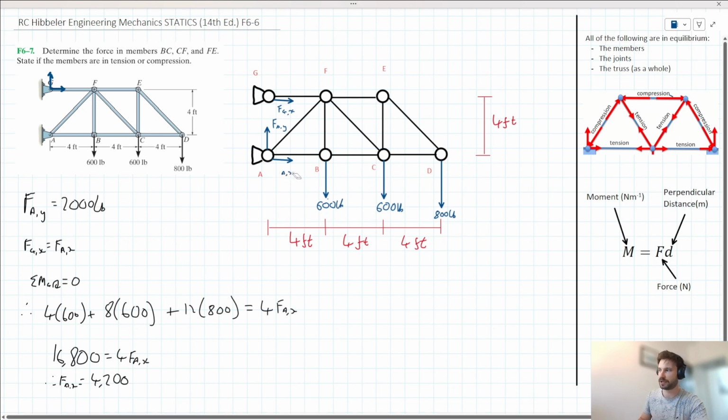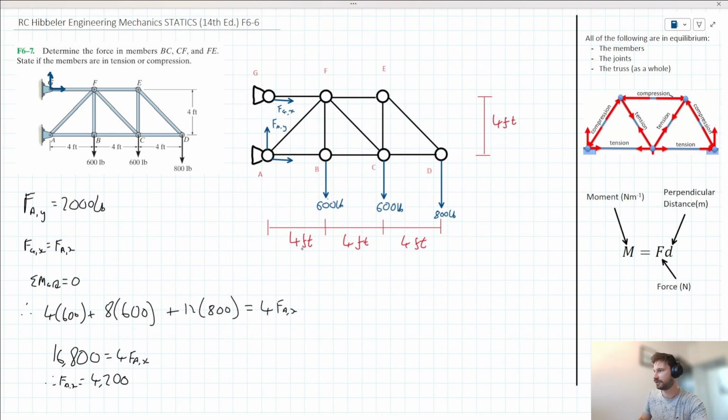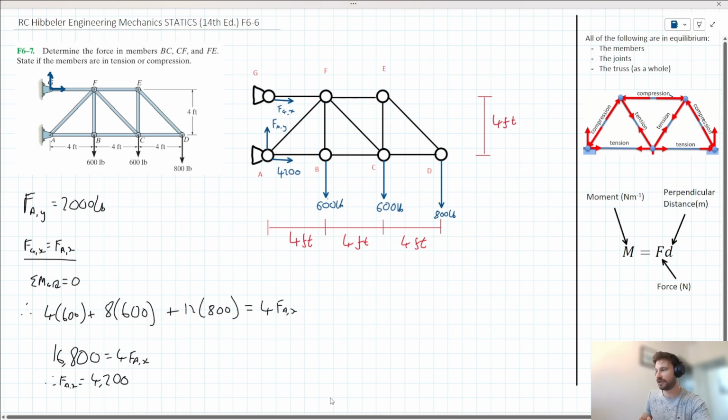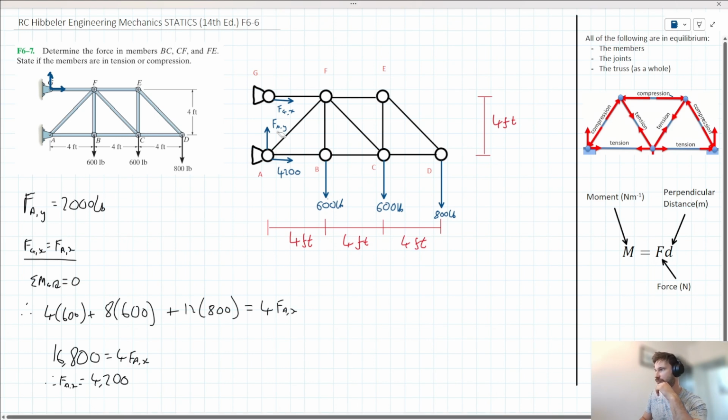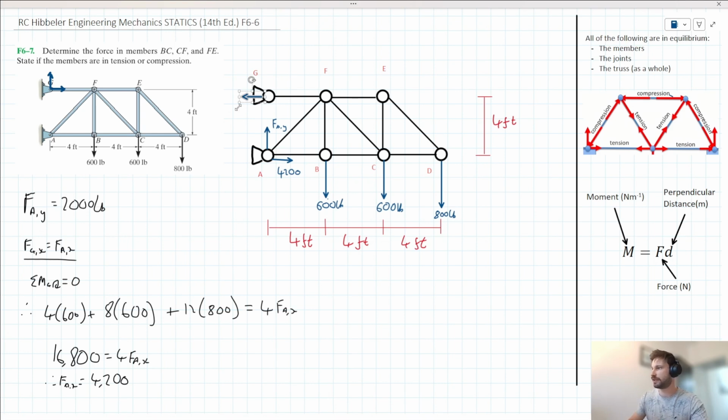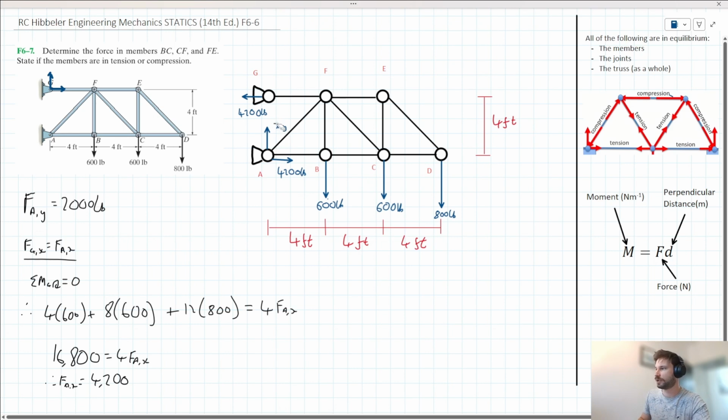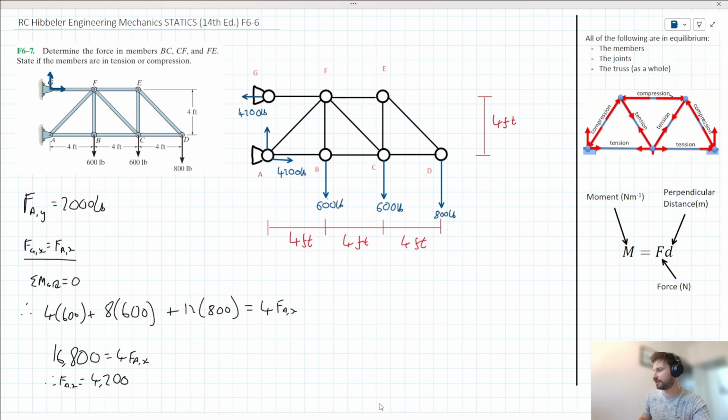We could then add that to our diagram here. I could rub out FAX and replace it with 4,200. Since we established earlier that FGX and FAX are equal to each other, FGX takes a value of 4,200 as well. However, we note that it'll act to the left to counter FAX acting to the right. So let's just rub that out over here. And let's change this arrow over here so that it's acting to the left at point G. Okay. And it takes a value of 4,200. And we calculated earlier that FAY is equal to 2,000 pounds, so we can add that to our diagram as well. Okay, so we're in a good place with the problem now.